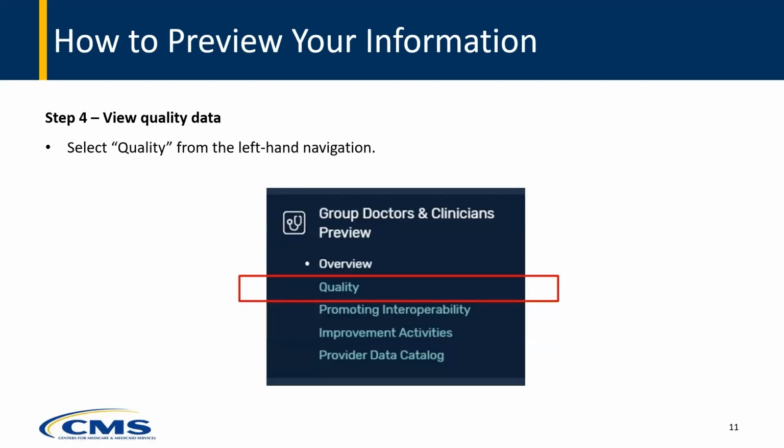I will now walk through each of the categories of information to preview, starting with quality. To view your or your group's quality performance information that's planned for public reporting on profile pages, select Quality from the left-hand navigation. As a reminder, if you don't see this link, it's because you don't have any information to preview for that category. Next slide, please.